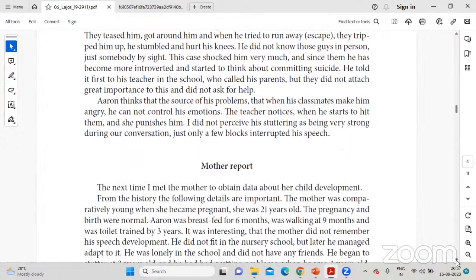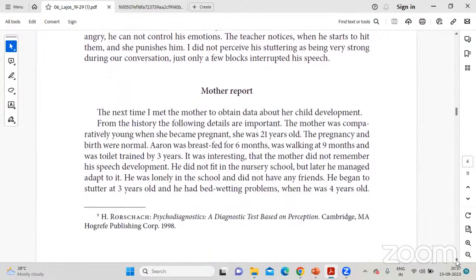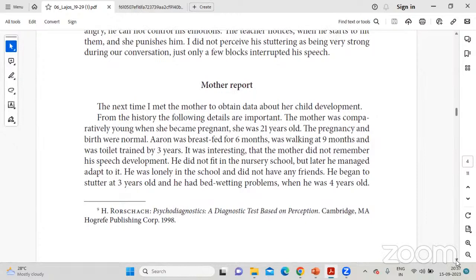Then the mother's report, where the entire history of the child was collected from the mother, right from the birth of this child till 13 years of age. What all happened in this entire developmental phase of the child. Here you can see the facts that have been reported: this particular boy was breastfed for 6 months, was walking at 9 months, and was toilet trained by three years.